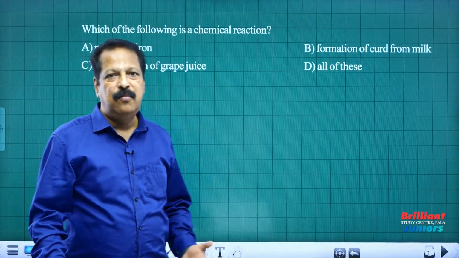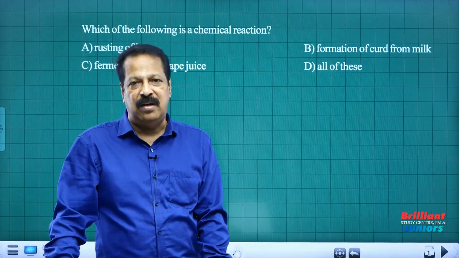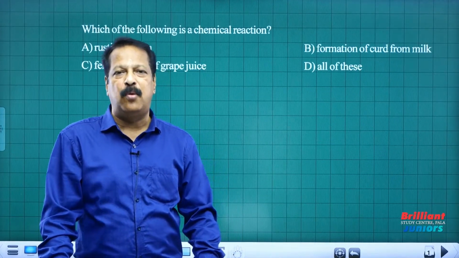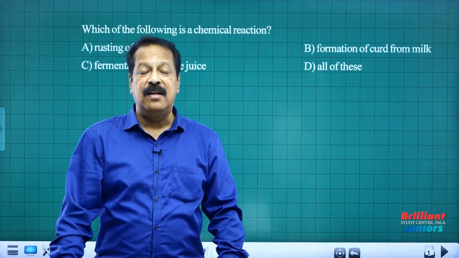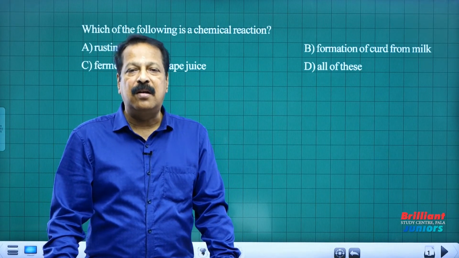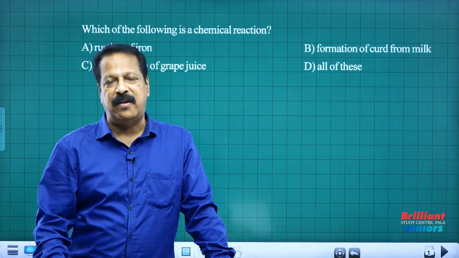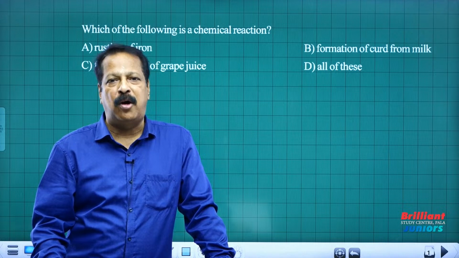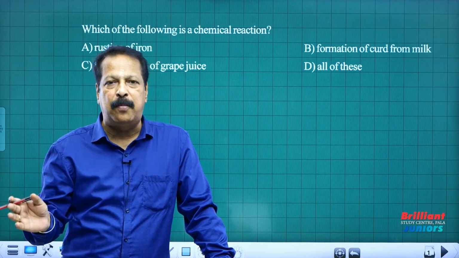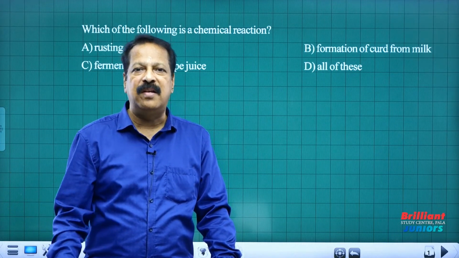So we'll see the first question given here: which of the following is a chemical reaction? Let me tell you what a chemical reaction is. A chemical reaction is a process in which some substances combine to give some new substance. The substances which are combining are called reactants, and the new substances formed are called products. So reactants combine to give products, known by the name chemical reaction. The physical and chemical properties of reactants and products are entirely different. That's why we call it a chemical change.